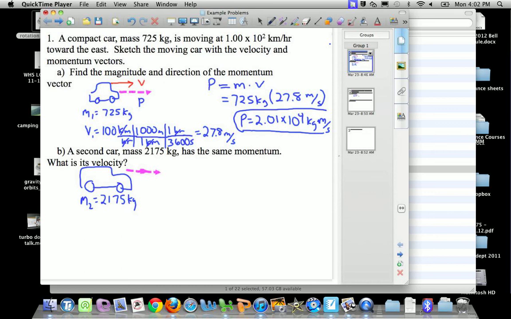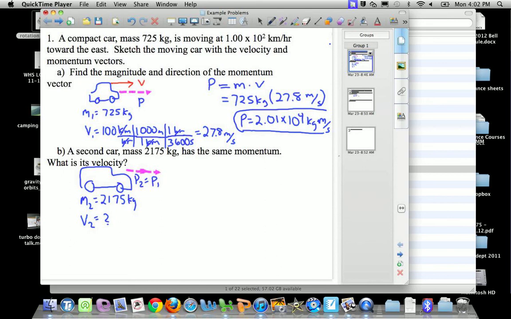The momentum vector, and we're going to call this momentum P2, which is the same as P1 above. What we want to figure out is, what is the velocity of car 2, or what is V2? So I'll put a question mark there for V2.